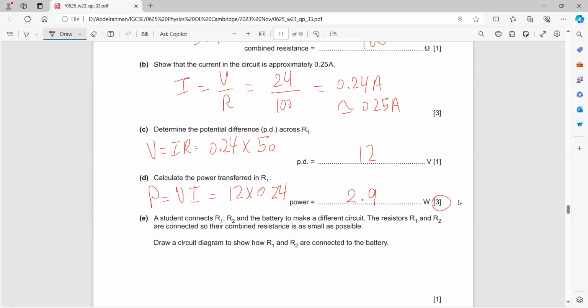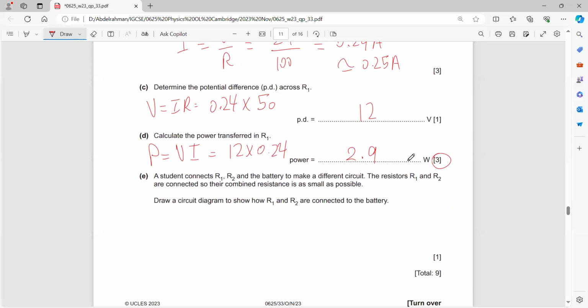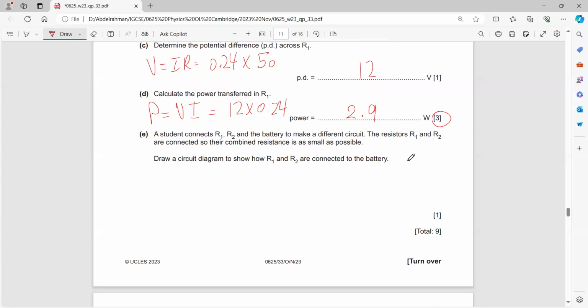Three very easy marks. Of course, they could have been 4 marks if he told me to state the unit. But he already wrote down the unit. It could have been 4 marks. Yeah.